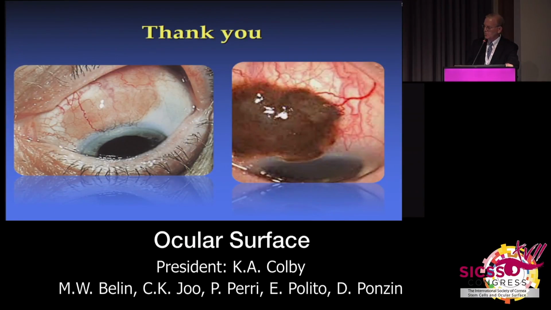So we've gone through a whirlwind of ocular surface tumors, hopefully enough to educate you and maybe frighten you a little bit so you keep your eyes out for these potentially dangerous lesions.